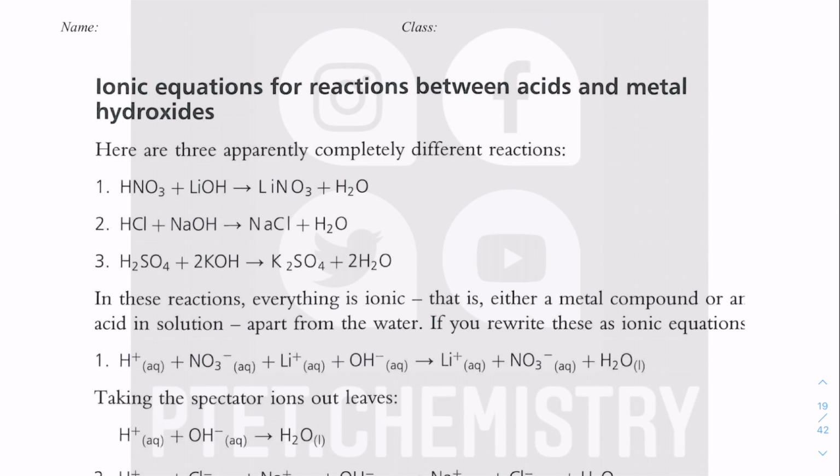So here there are three apparently completely different reactions. They look completely different. Here you have nitric acid, HNO3. This is lithium hydroxide. As you know, lithium is a group 1 metal, so you have Li+ and you have OH-, so you have a metal hydroxide, and it produces lithium nitrate, so you have Li+ and NO3-, and this is just water. This is hydrochloric acid, and this is sodium hydroxide.